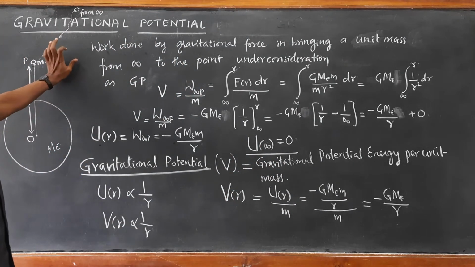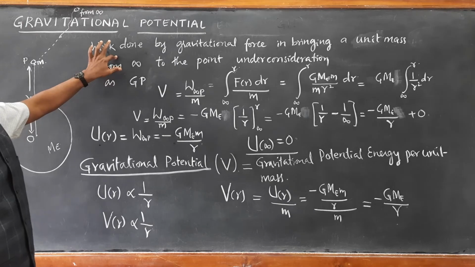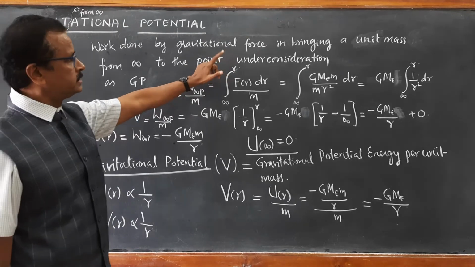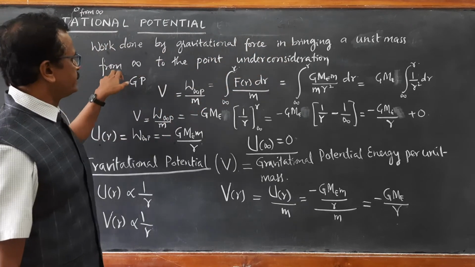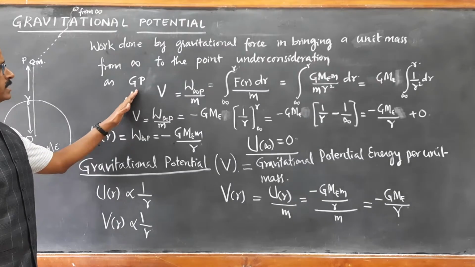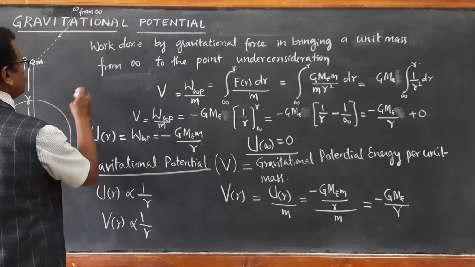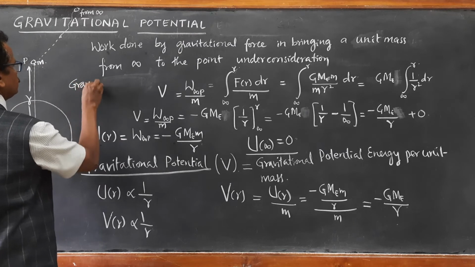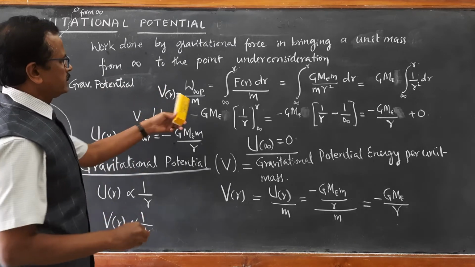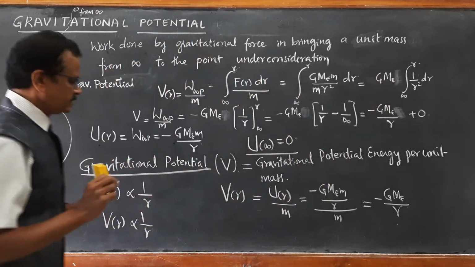So I have defined what is gravitational potential. Gravitational potential is defined as work done by the gravitational force of the earth, or work done by gravity of the earth, in bringing a unit mass from infinity to the point under consideration in the gravitational field. It is denoted as gravitational potential at position R, right? M cancels. Once M cancels, you are left with only G. That's it. I think this is quite clear.